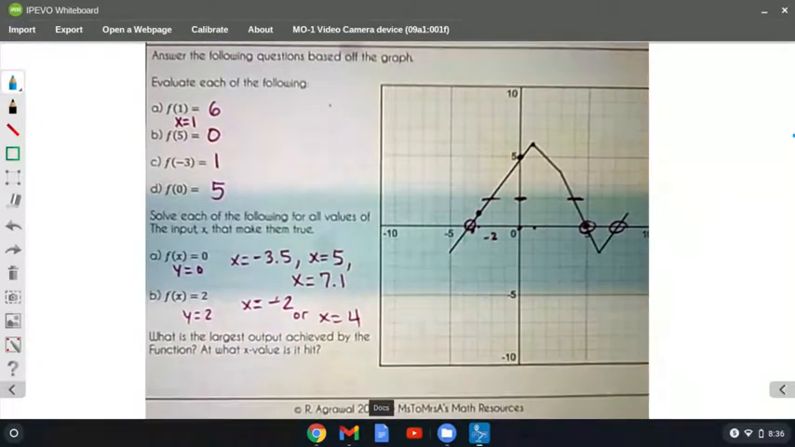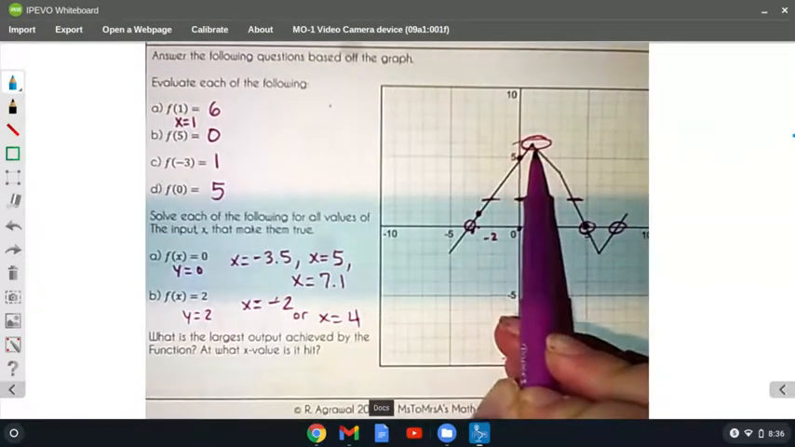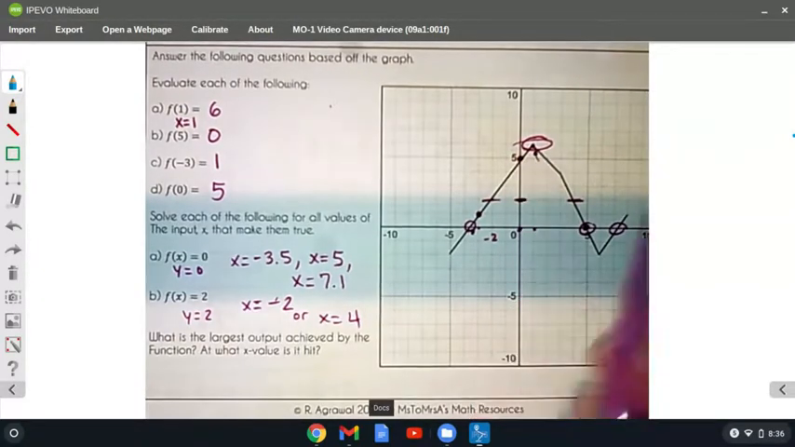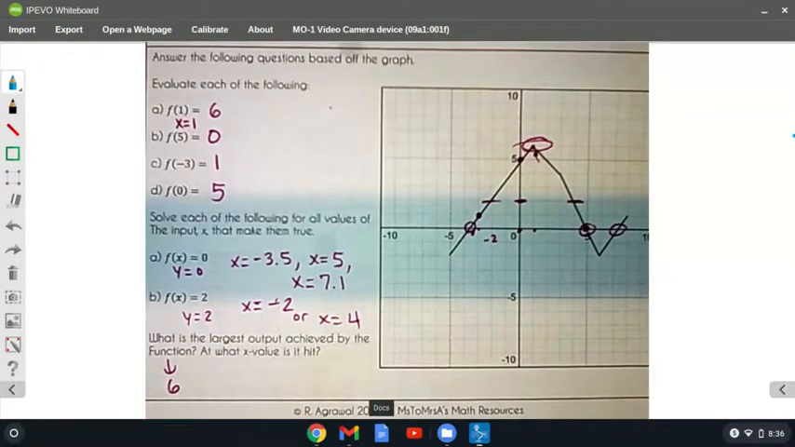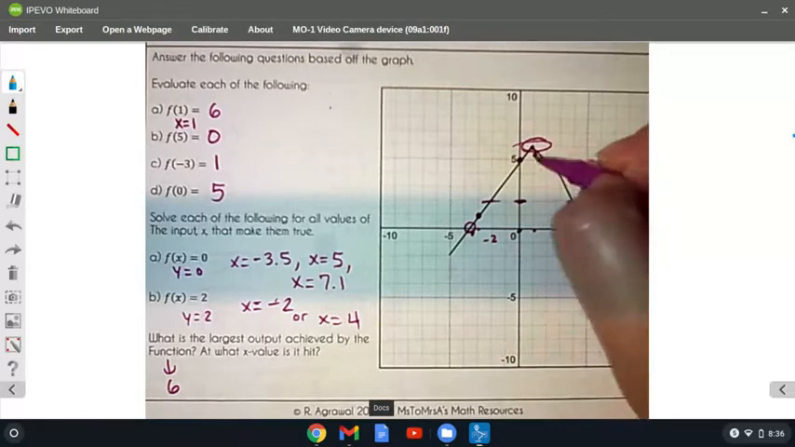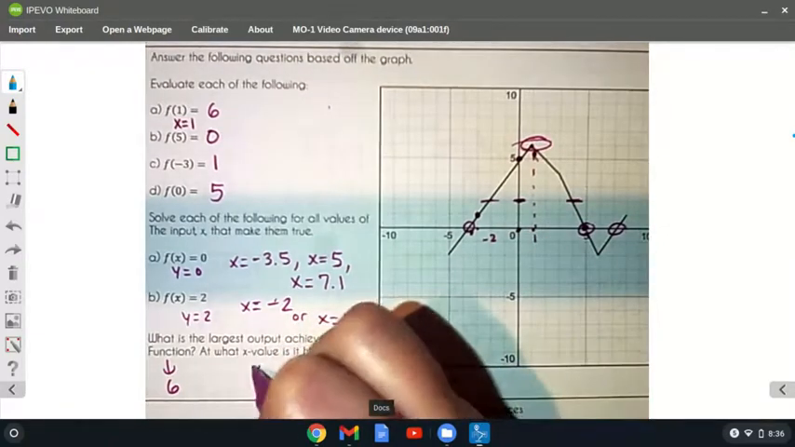So those are two different options for x's that we could have when y equals 2. Lastly, what's the largest outputs? Outputs of the y value. So what's the largest y value? The highest y value we get up here, or the largest, is that 6. So our largest y value is 6. At what x value is it hit? So what x value is that? It's at x equals 1.